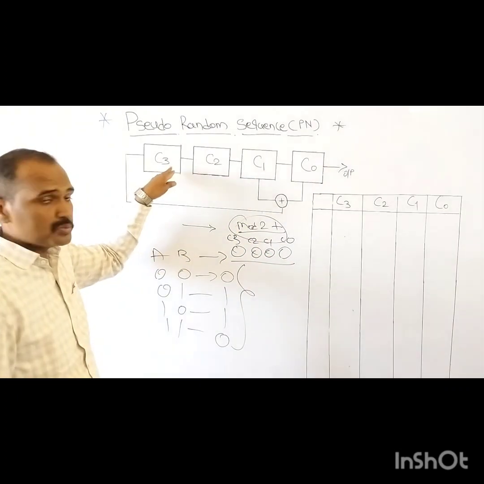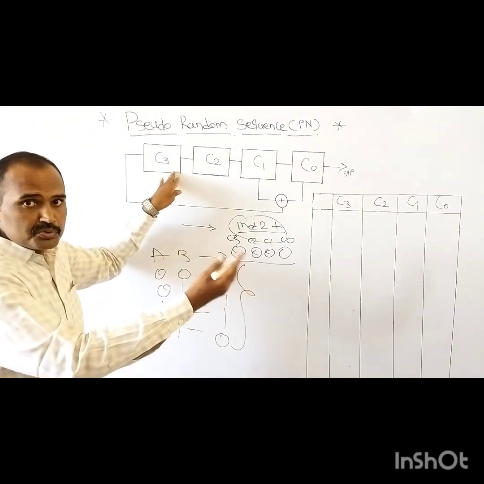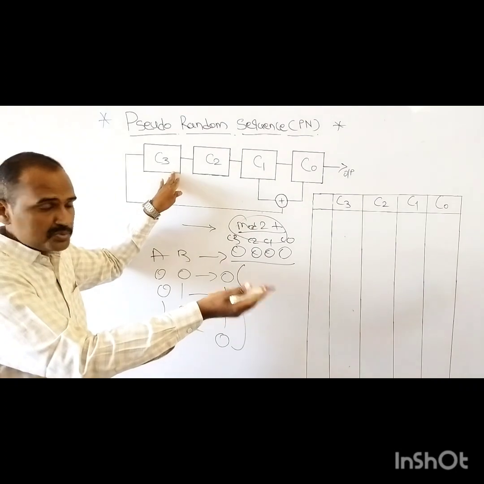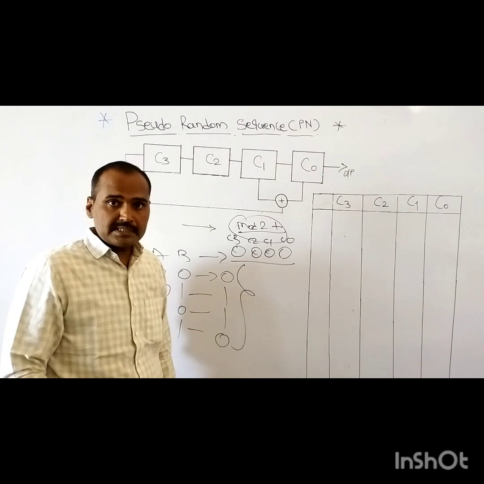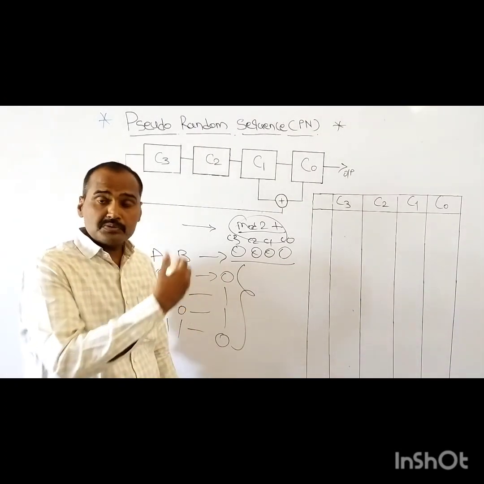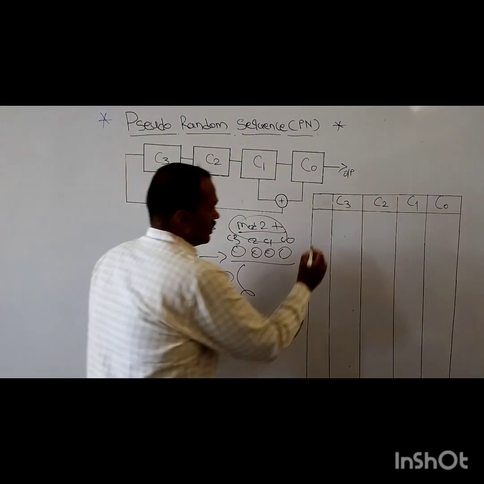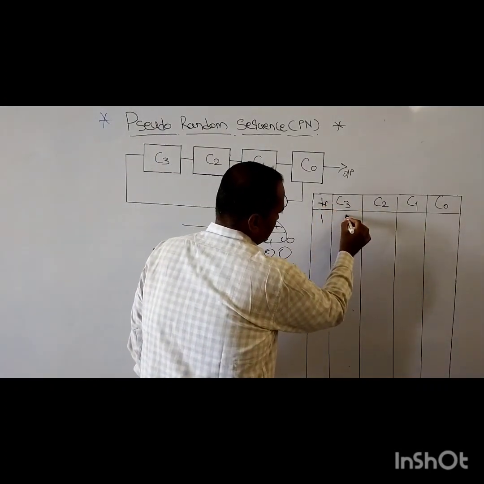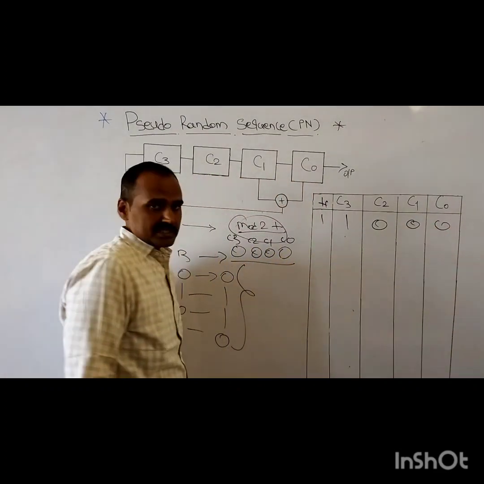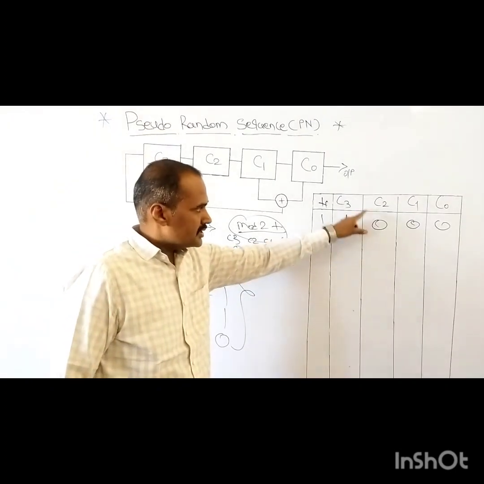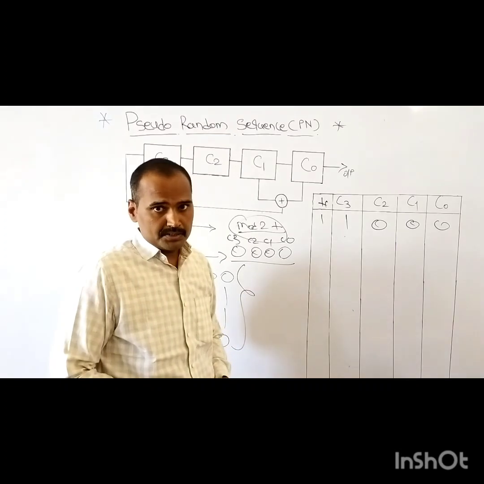This 0 is shifted into C3. Meanwhile, the content of C3 is shifted into C2, the content of C2 is shifted into C1, and C1 is shifted into C0. So if all zeros are initially present, it is not possible for us to generate the desired symbol sequence. So for that purpose, after the first clock pulse, assume the contents of these 4 shift registers are C3 equals 1, C2 equals 0, C1 equals 0, and C0 equals 0.